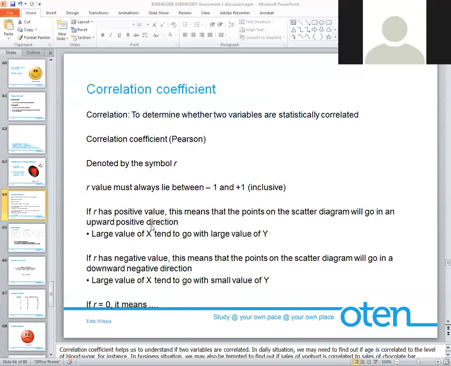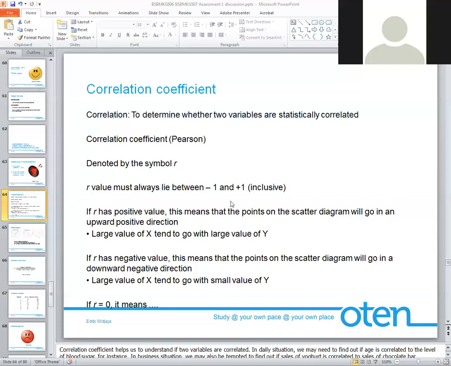Okay, so that's positive. Now, if R has a negative value, or if the correlation coefficient value that you calculate is negative, that means the points on the scatter diagram will go in a downward negative direction. In other words, this is how we interpret it if it is negative: the increase of X, for instance, tends to go with the decrease of Y. So they go in different directions.